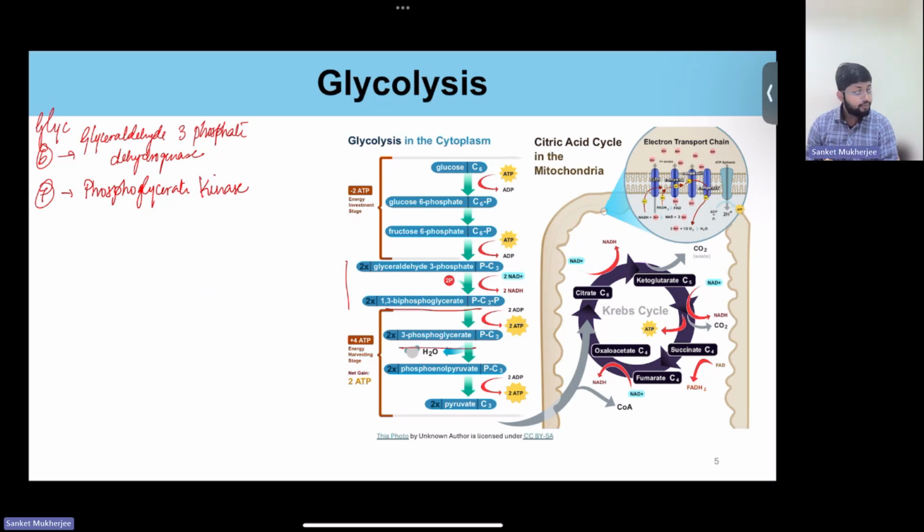Then we get one enzyme, 3-phosphoglycerate is converted to 2-phosphoglycerate. Again, this is missing. So the eighth enzyme converts 3-phosphoglycerate to 2-phosphoglycerate by the enzyme phosphoglycerate mutase.